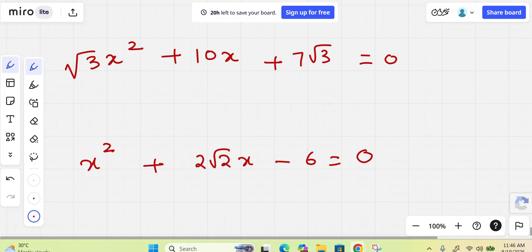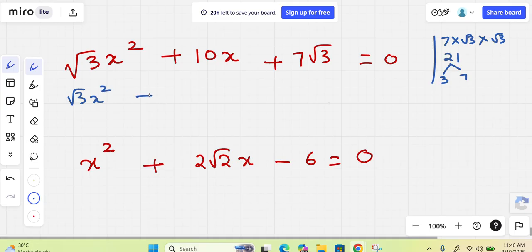First, multiply. What is it becoming? 7 into root 3 into root 3. So 7 into 3 is 21. You are finding the factors of 21, which is 3 and 7. When it is in both the sides, it's not that hard. So you can just do it like this.